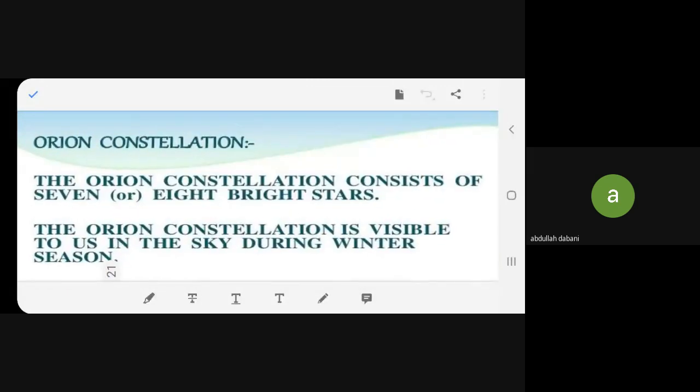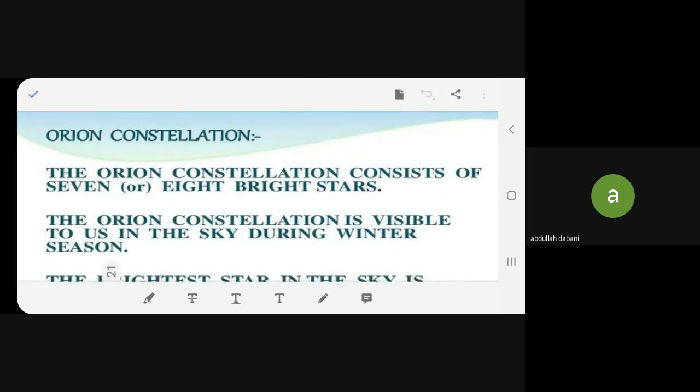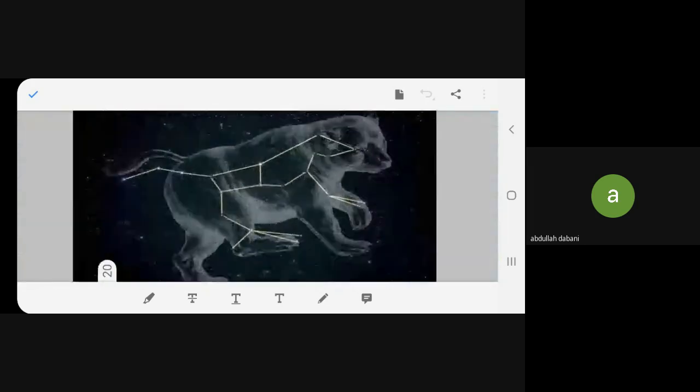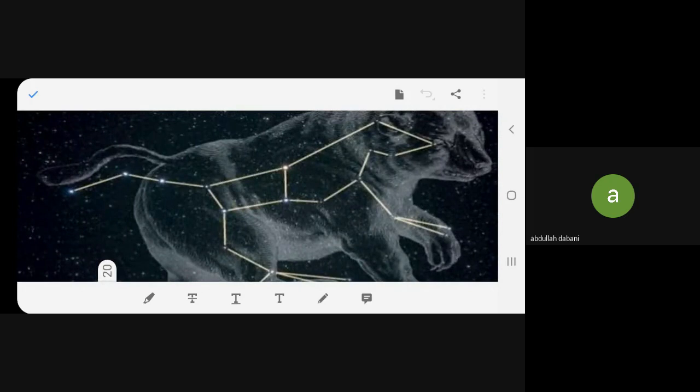Now we'll talk about the Orion constellation. Just a moment. Just a moment, beta. Here, which are the stars that we are going to take, beta?